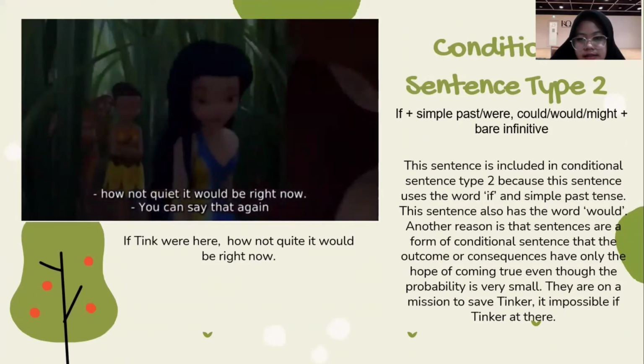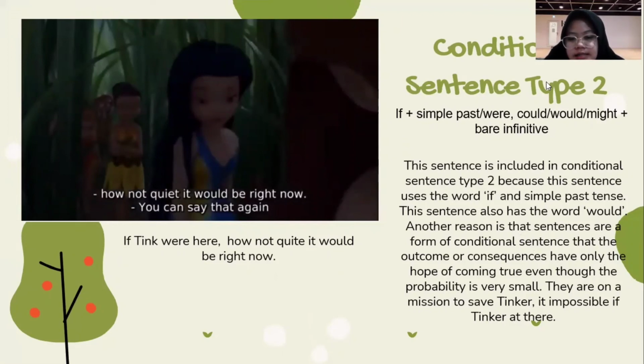Next is conditional sentence type 2. The pattern is: if plus simple past or were, plus could, would, or might, plus verb infinitive. The sentence is, "If things were here, how quiet it would be right now." The sentence is included in conditional sentence type 2 because it uses the word "if" and simple past tense. The sentence also has the word "would."